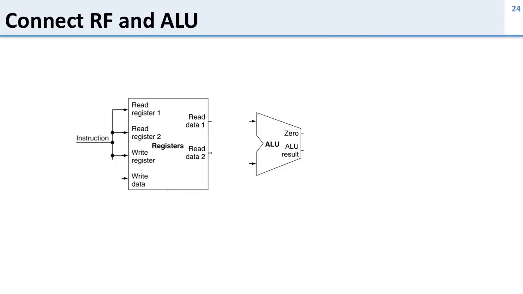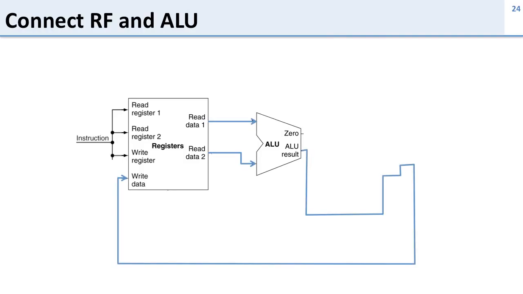So now let's look at how we connect this all together. So here we have our register file and our ALU. We've already basically talked about that. You take the output from the register ports, you put it right into the ALU, and then you take the output of the ALU and put it back into the register. You'll see in a minute why this line is so curvy.